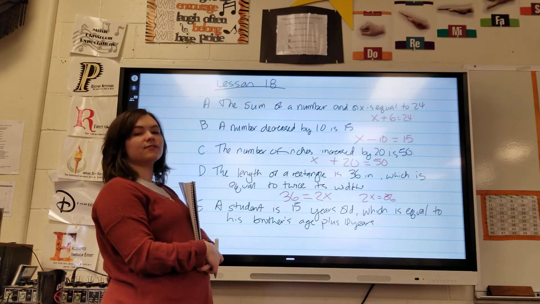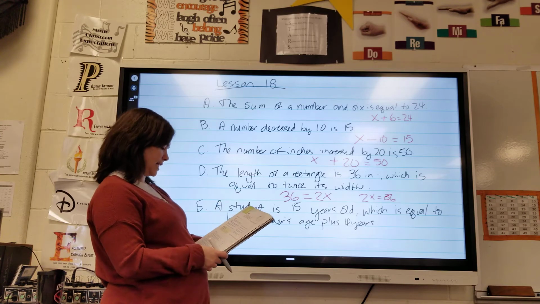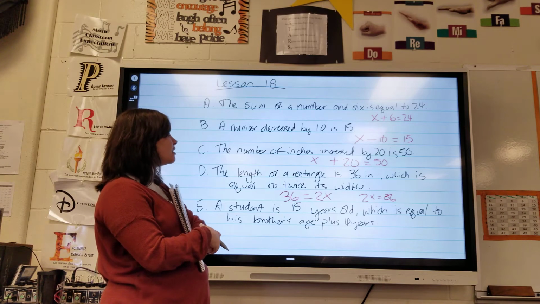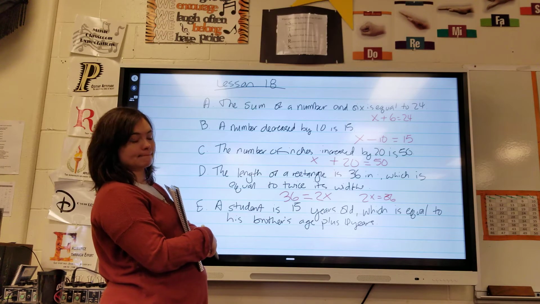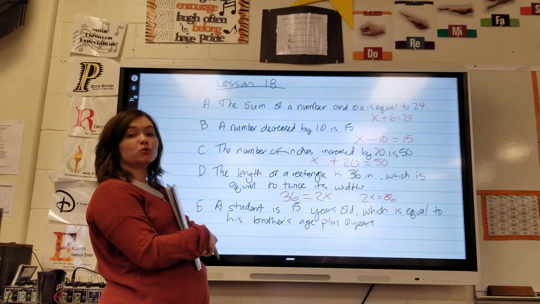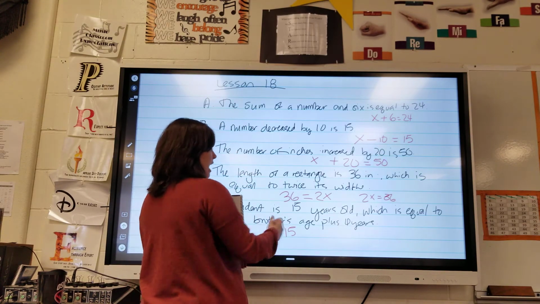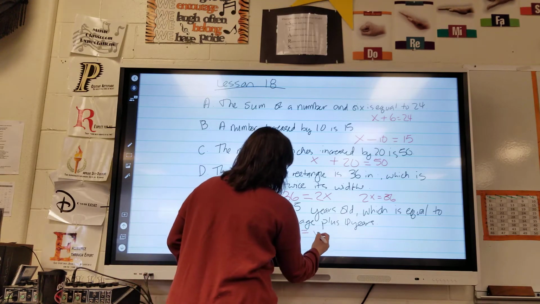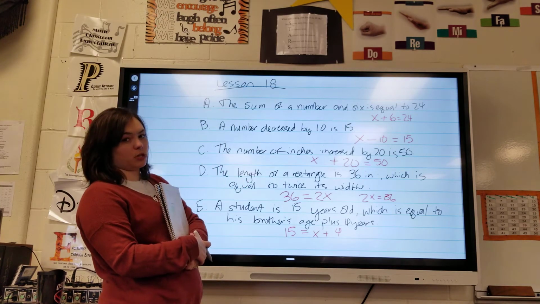Lastly, a student is 15 years old, which is equal to his brother's age plus 4 years. Again, a student is 15 years old, which is equal to his brother's age plus 4 years. So this one, just like D, starts with our big number, 15. And it says it's equal to his brother's age, which we don't know, plus 4 years. 15 equals x plus 4.